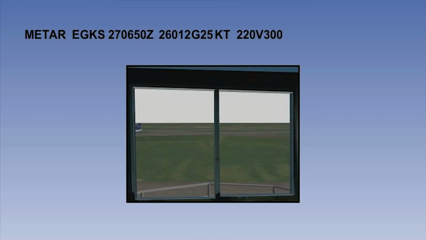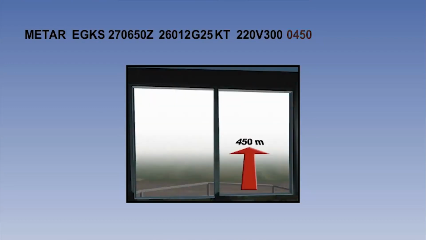Up to 10 kilometers, this is measured in meters. For example, 0450 means that the prevailing horizontal visibility is 450 meters as measured from the observing point. Once the visibility reaches 10 kilometers or more, the code figure is 9999.